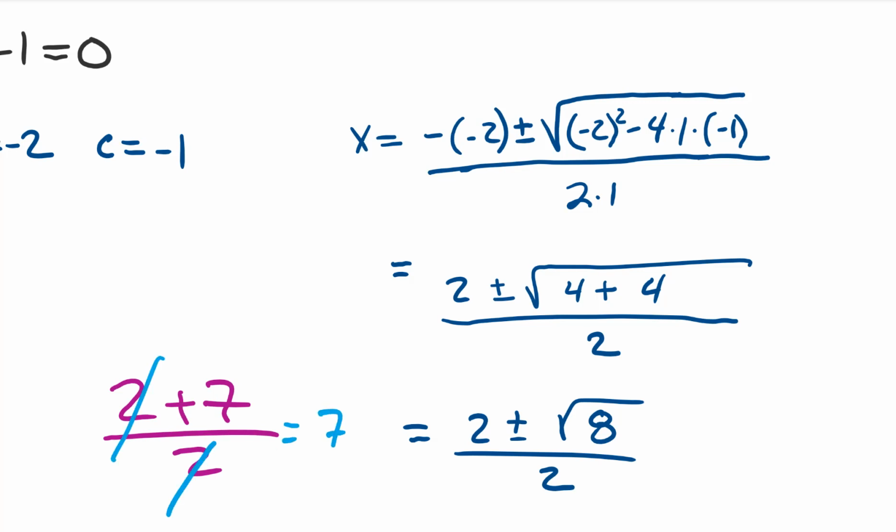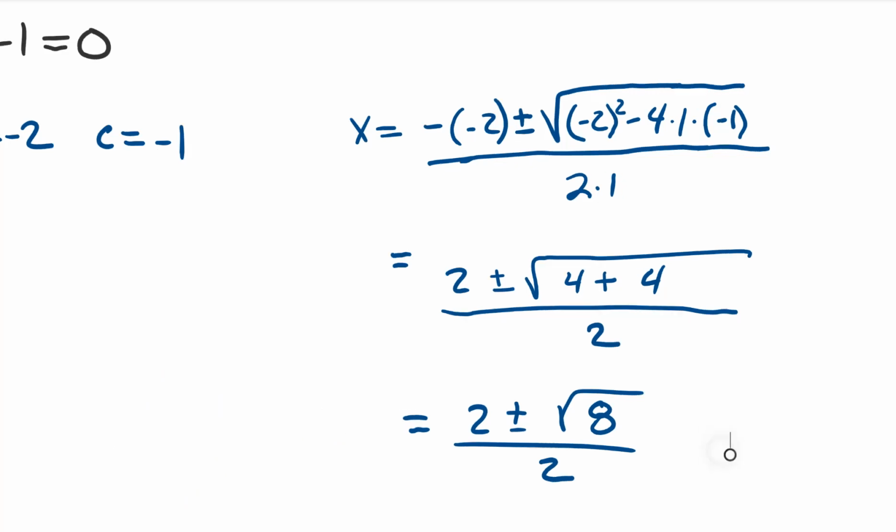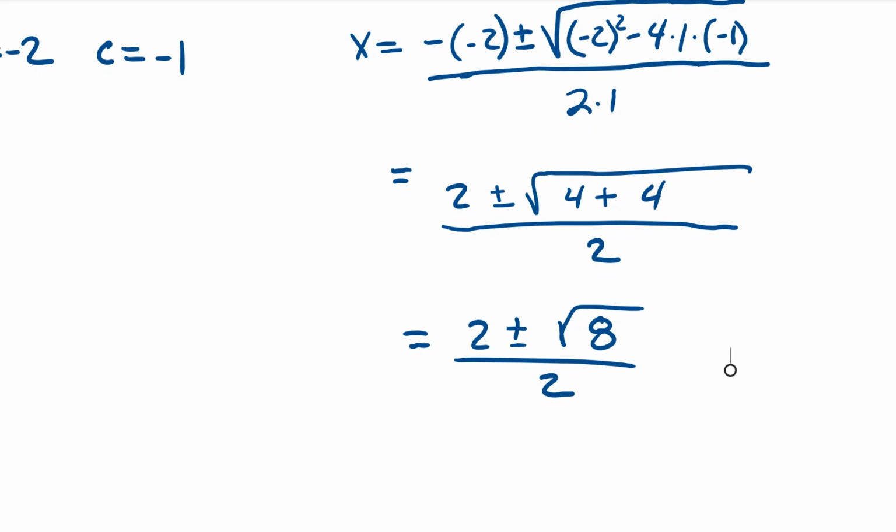9 over 2 equals 7, huh? So don't do that. It's a very common error I see. You're going to have to get something to factor. Now, here we go. We have this 2 plus or minus.